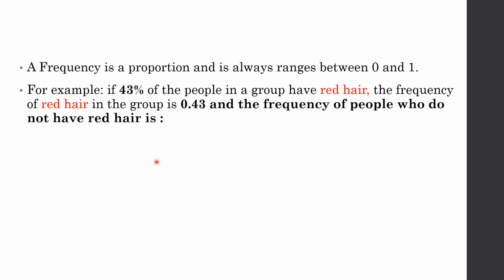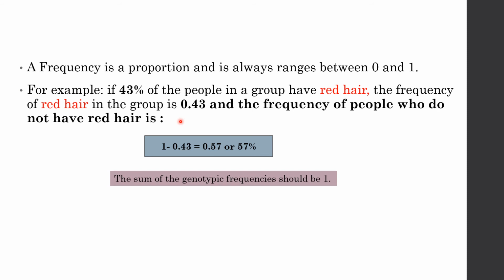Now the frequency is a proportion and always ranges between 0 and 1. For example, if 43% of the people in a group have red hair, the frequency of red hair in the group is 0.43, and the frequency of people who do not have red hair is how much? See, 1 minus 0.43 is equal to 0.57, that is 57%. The sum of the genotypic frequencies should be 1, remember this.